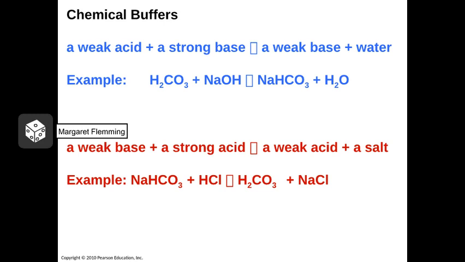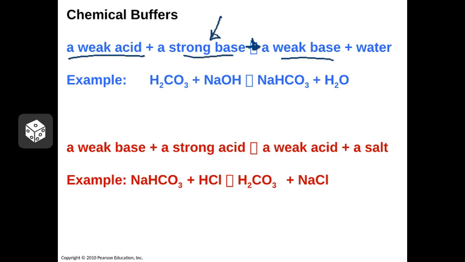Let's look at some examples here. For example, if you have a strong base, you can buffer it with a weak acid. And this chemical reaction between the two will form a weak base and water. So the weak base has a pH that's closer to 7 compared to the strong base.